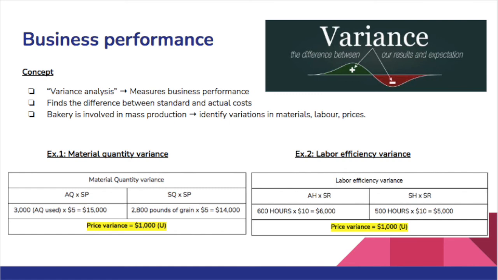I also provided an example that displays the labor efficiency variance, which measures the length of time in which production is completed. As we can see, the bakery took 100 hours more than expected to complete production, and some reasons could possibly be the poorly trained workers, or maybe a machine or an oven or a mixer broke down and that paralyzed production for a moment.